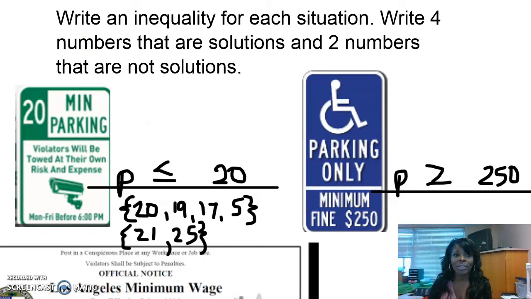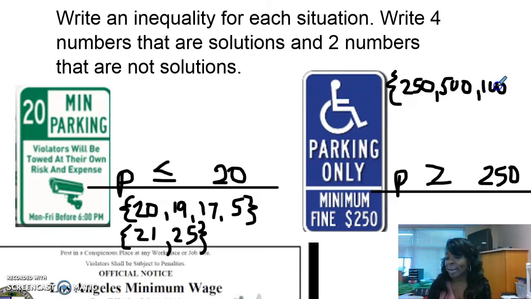Okay, so now what does that solution set look like? So that means that they can charge you $250, they can charge you $500, or they could charge you $1,000. Okay, there is no maximum, which is scary, right? Okay. So what is not in the solution set?